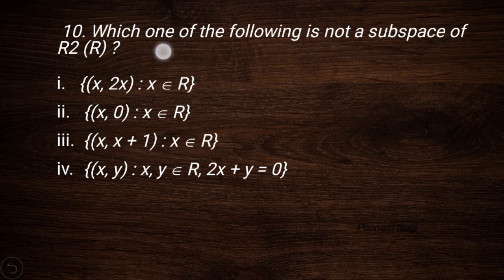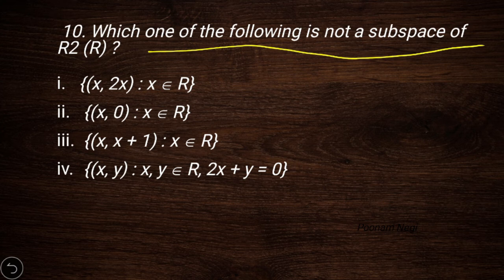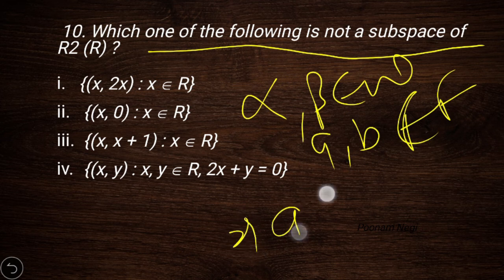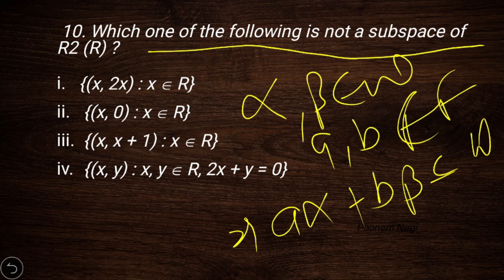Our last question is, which one of the following is not a subspace of R2R? As we know, the necessary and sufficient condition for a non-empty subset W of a vector space V(F) to be a vector subspace is that if alpha, beta belong to W and a, b are in F, then a alpha plus b beta should belong to W. And we have proven this problem in detail in our previous video. I will put the link in the description bar. You can check it out in detail.